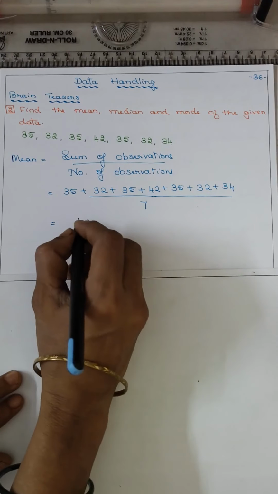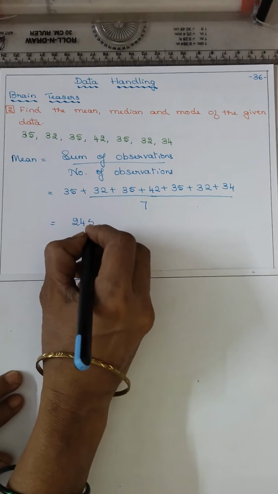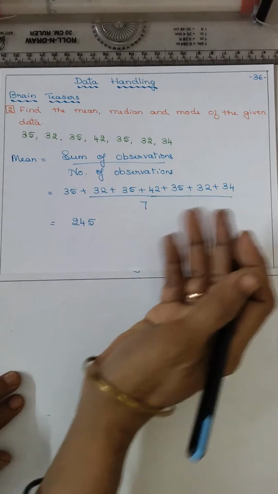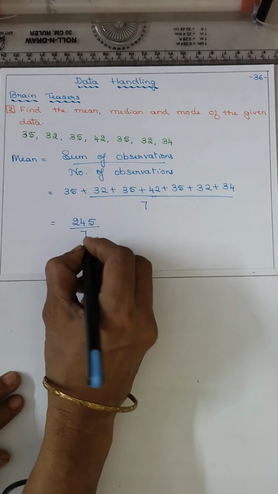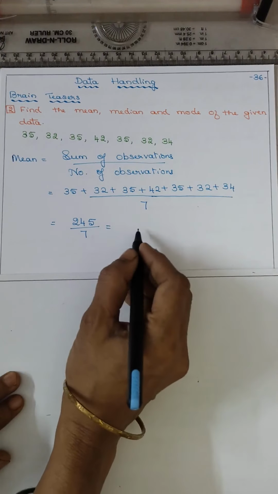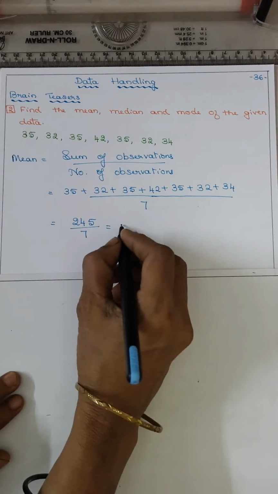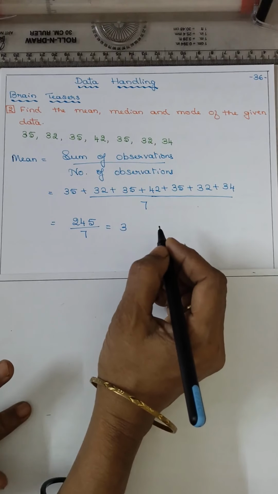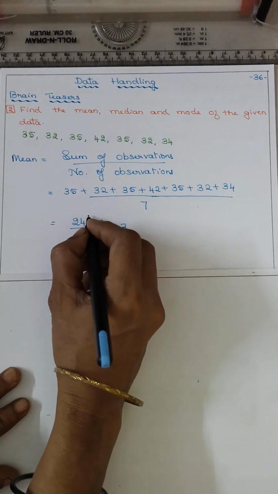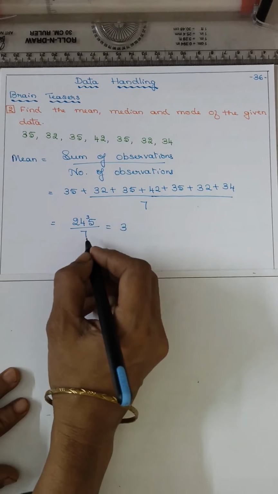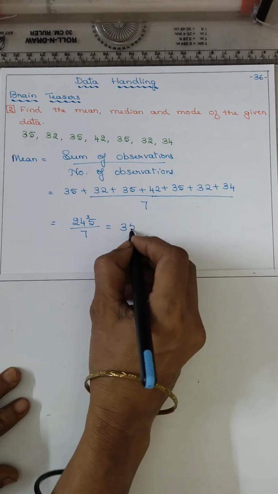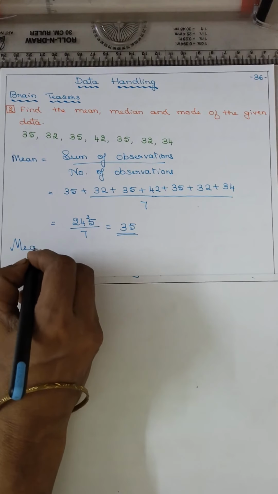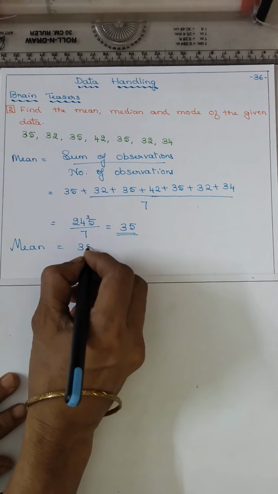When you add, you will get the answer 245. You have to add and write. Then 7, 7 how much are 24? 7 3s are 21, 22, 23, 24. 3 remains. So 7 how much are 35? 5s are. So you got mean is equal to 35.